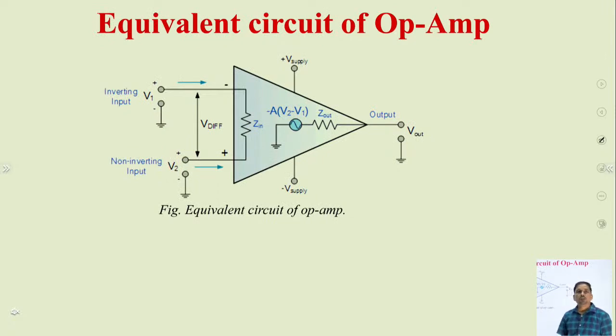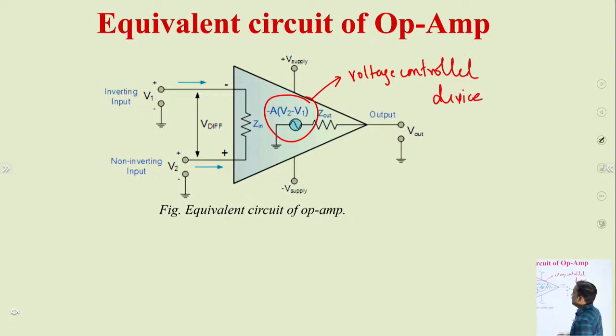Next, we'll move towards the equivalent circuit. In an operational amplifier, as we are already aware, the BJT is a current control device, and the MOSFET or the field effect transistors are basically voltage control devices. Likewise, we can say here that the output voltage depends upon the difference of the input voltages, let's say V2 minus V1. So the operational amplifier is again a voltage control device.